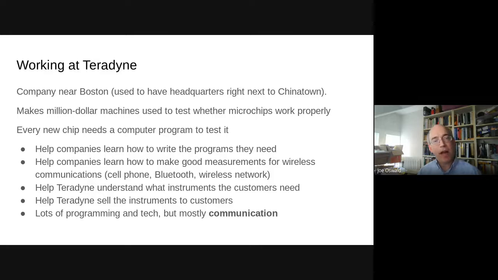I also had to help Teradyne understand what kind of instruments the customers need. For these devices, what sort of measurements need to be made? How can those measurements be made efficiently and accurately?